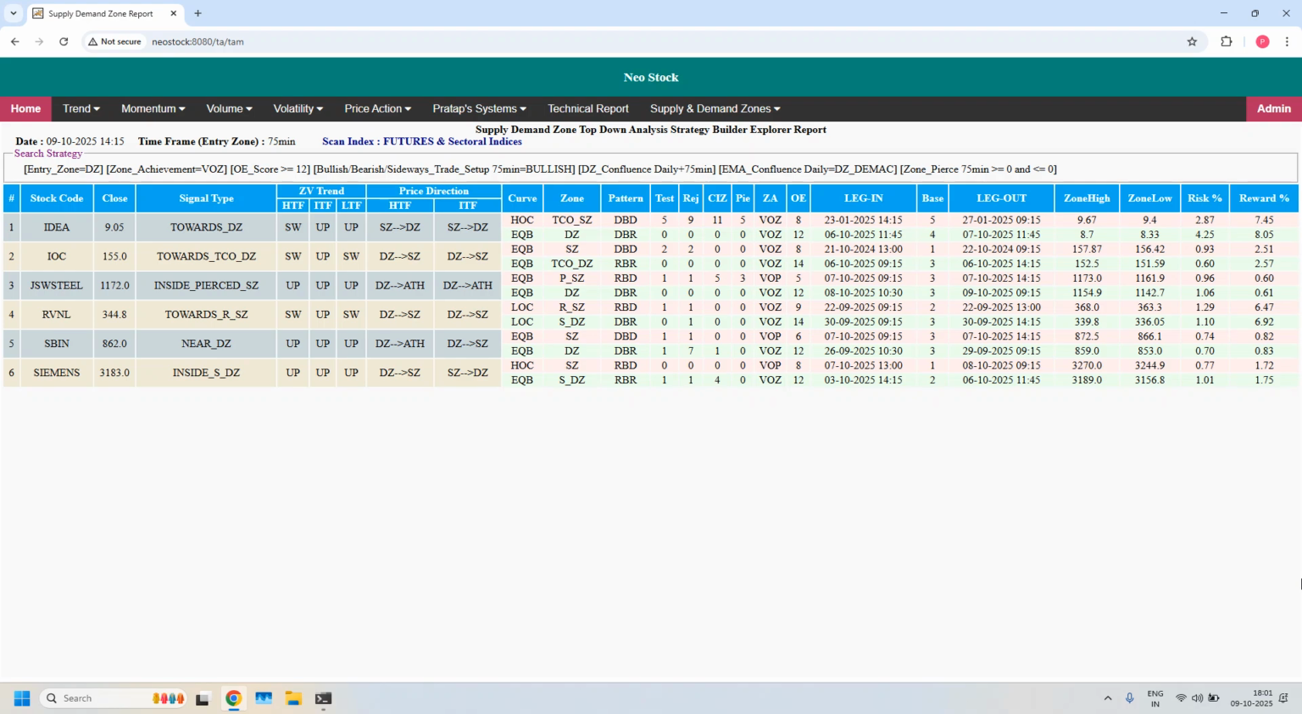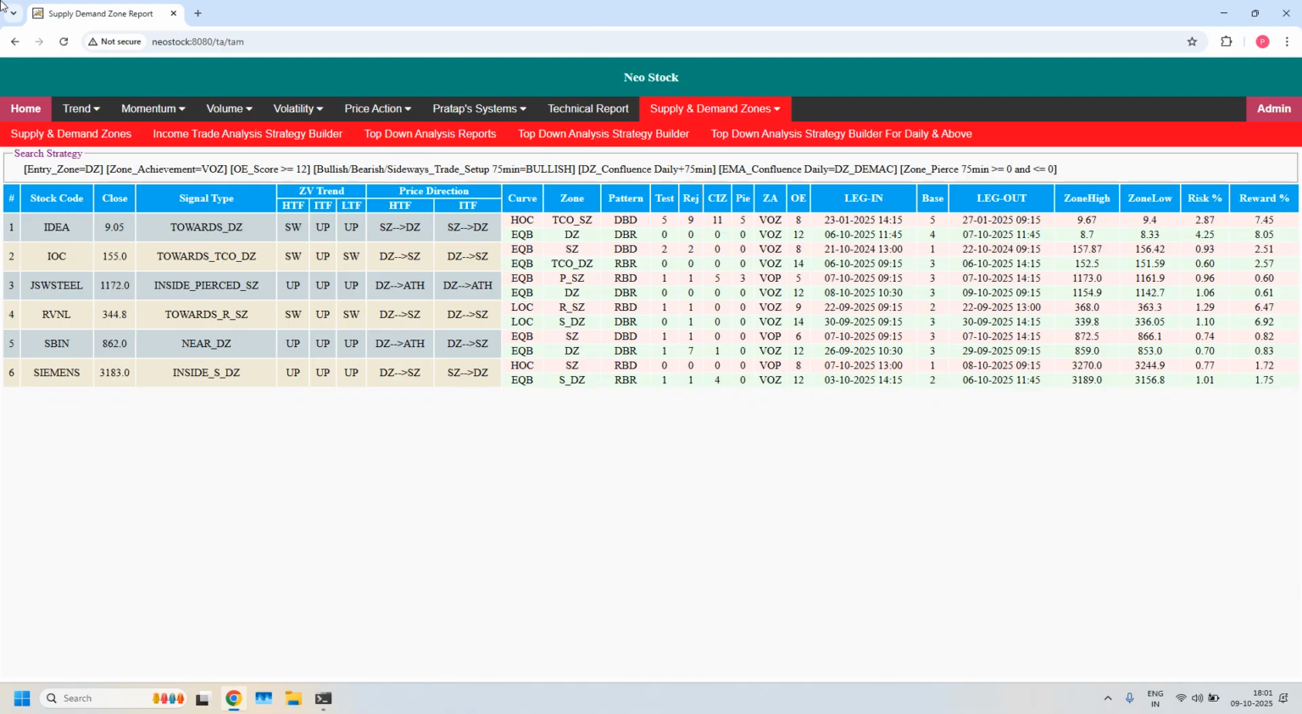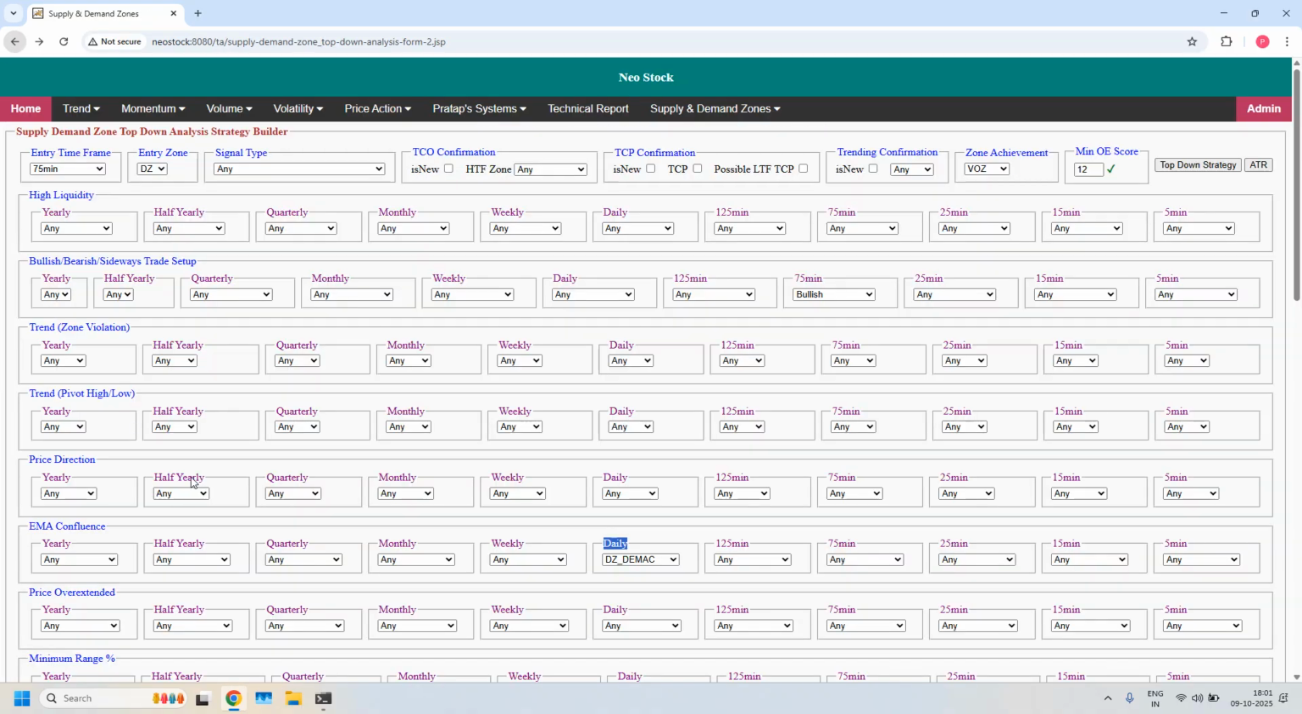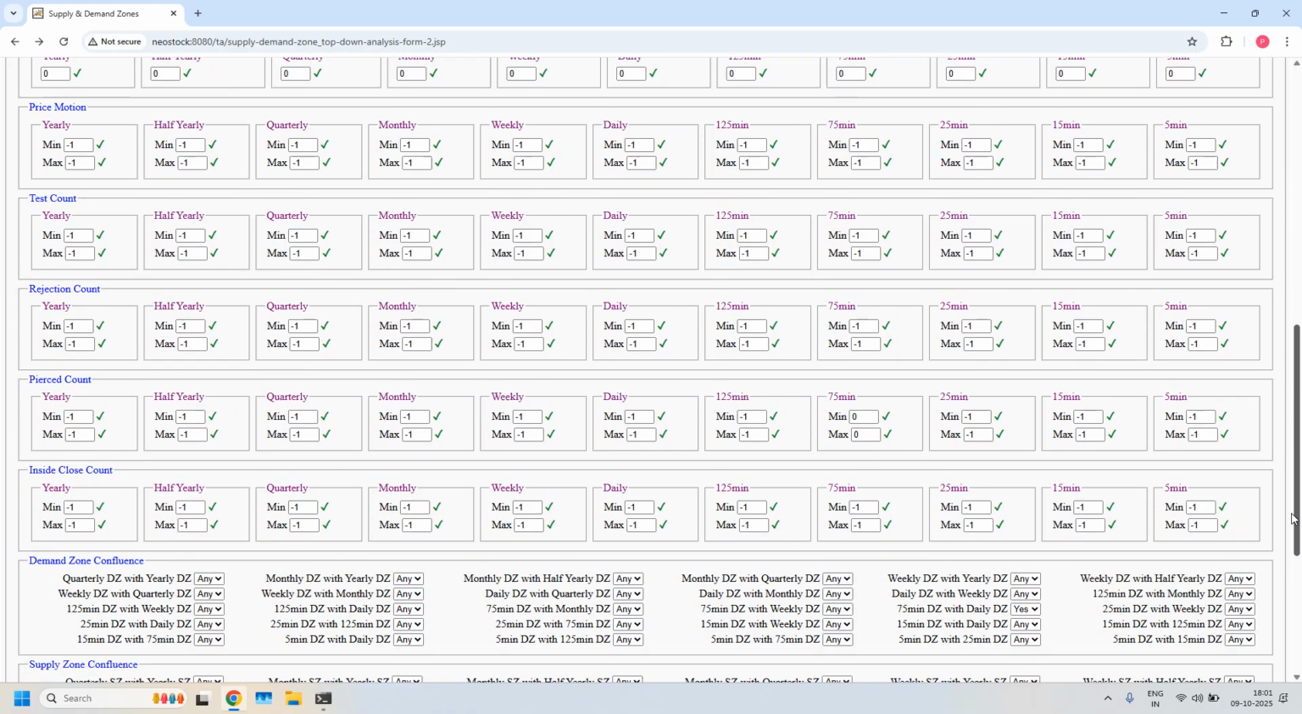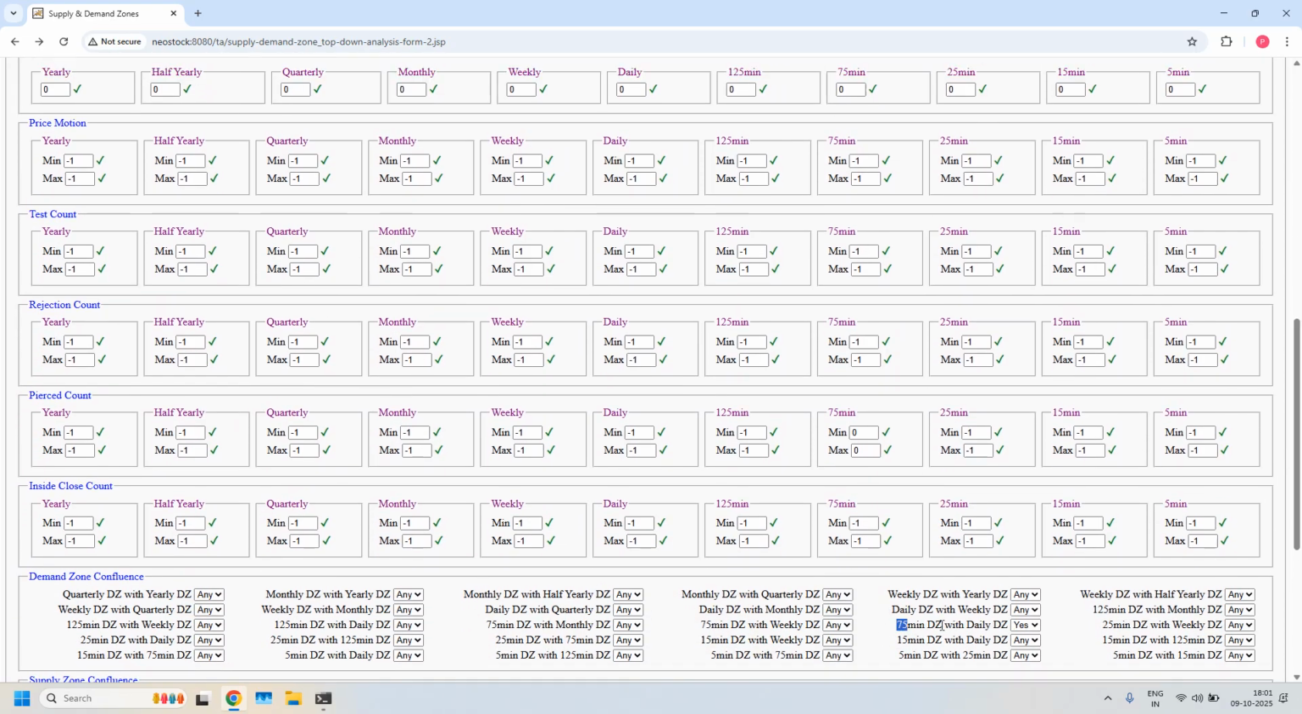Okay, next, LTF, ITF, HTF demand zone confluence and then HTF EMA confluence. Removing ITF EMA filter. In the demand zone confluence, 3 filters I have to set: 75 minutes and daily, 75 minutes and weekly, daily and weekly demand zone confluence.